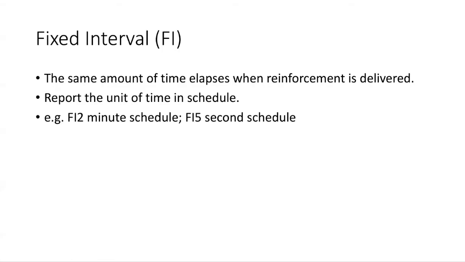So looking at a fixed interval, this is the same amount of time that elapses when reinforcer is delivered. So it's fixed, it's the same amount of time. And we report that unit of time in schedules. So for example, an FI 2-minute schedule or an FI 5-second schedule. It can be a little bit tricky. Some people prefer to put a space between the I and the number because you could theoretically read this mistakenly, if you're going too quickly, as FI 12 minutes. So some people put a space between the letter and the number, which would be fine.